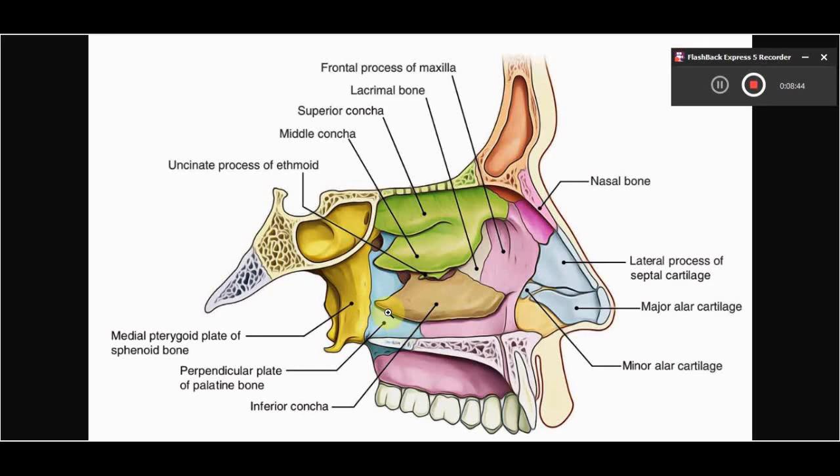Here we can see the palatine bone vertical plate, again forming part of the lateral wall. Here we can see part of its horizontal process, and the horizontal process is forming part of the hard palate, and its pyramidal process can be seen over here, lodging into the gap between the medial and the lateral plates, right?